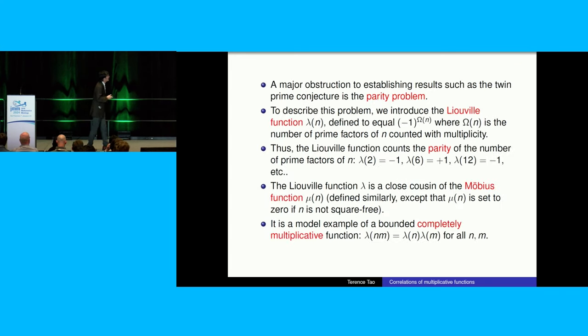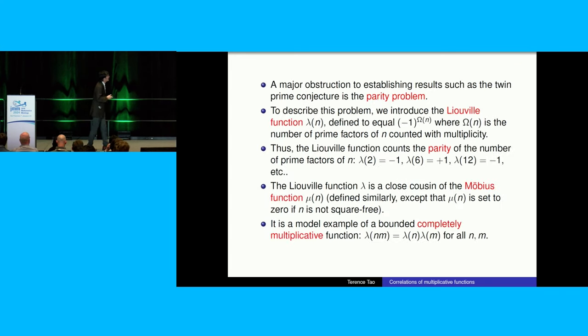So it doesn't exactly count whether you're prime or not, but it counts whether you have an odd or even number of primes. It just counts the parity of primes. And if a prime appears multiple times, you have to count it with multiplicity. For example, lambda of 4 would be plus 1 because 4 is 2 times 2, so you have an even number of primes in your factorization. Just some simple examples: lambda of 2 is minus 1, lambda of 6 is plus 1. It's a simple function.